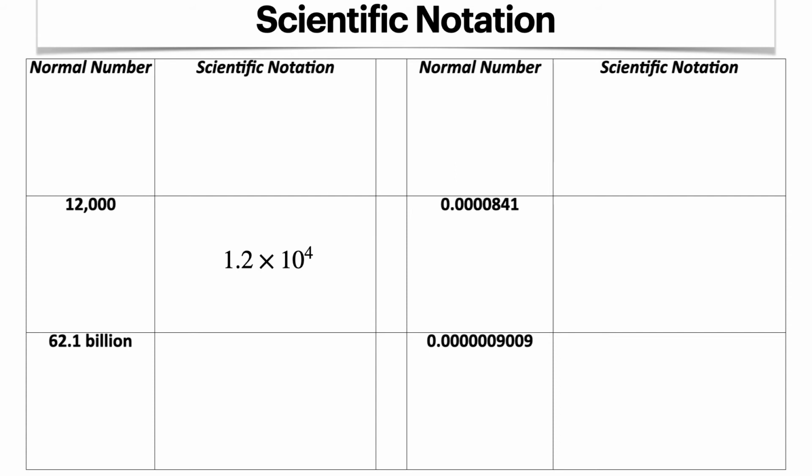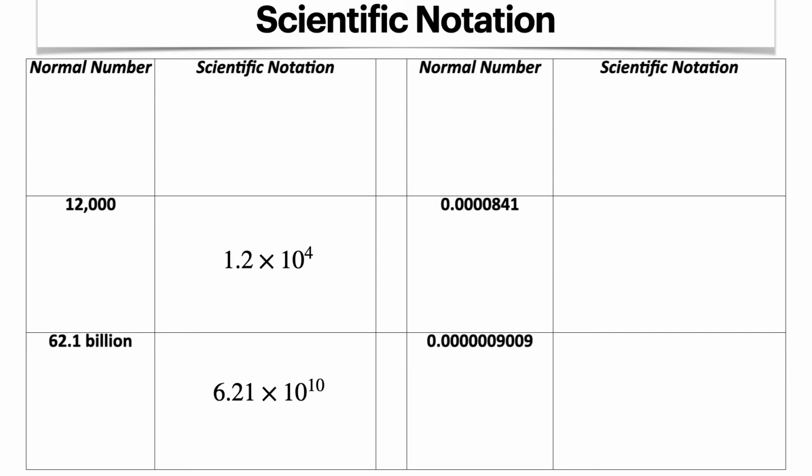All right. Next example is kind of confusing. It's 62.1 billion. Okay. Well, a billion has 9 zeros. We saw that before. With 9 zeros, you would think it would be 62.1 times 10 to the ninth, but actually it's going to be times 10 to the 10th because we need to only have one number to the left of the decimal place.